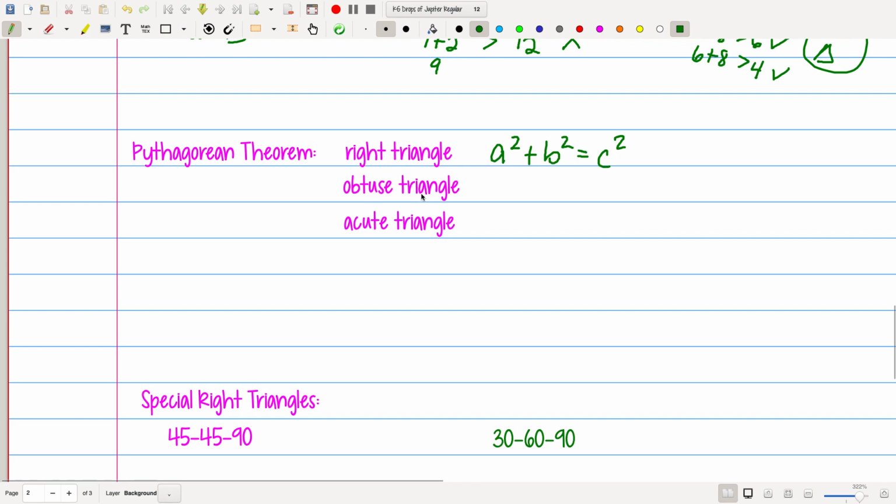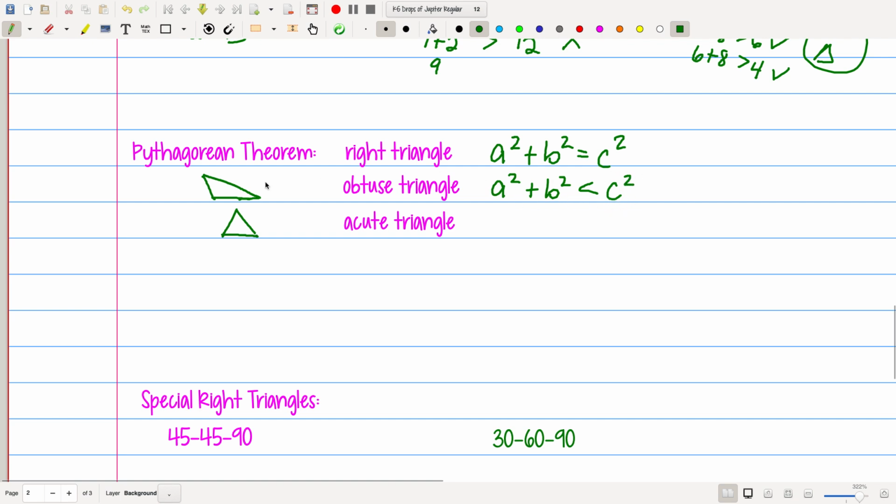What you probably don't remember is how to decide if it's an obtuse triangle or an acute. Obtuse, remember, is a triangle that has one obtuse angle, so something like this. Acute would be when all three angles are smaller than 90 degrees. So all three angles are acute. If it's an obtuse triangle, then a squared plus b squared is smaller than c squared.